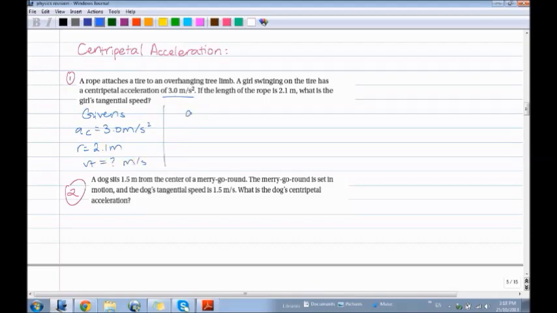Now, let's start solving. AC equals Vt squared over R. AC, which is the 3, equals Vt squared, which we don't know, over the 2.1. Now, we're going to cross multiply. So, Vt squared equals 3 times 2.1, so Vt squared equals 6.3. Vt equals the square root of 6.3, which is going to be 2.5 meters per second. Don't forget the unit.